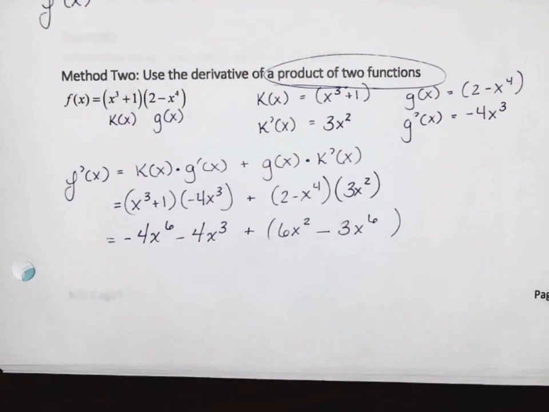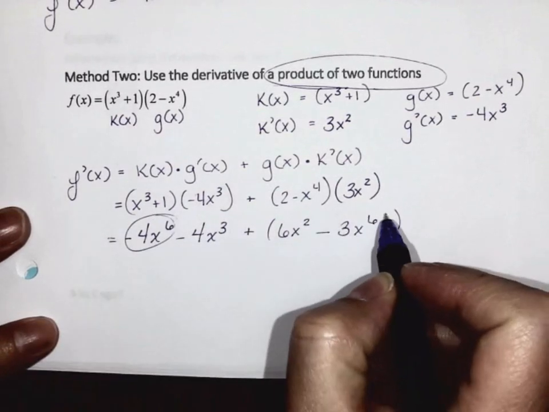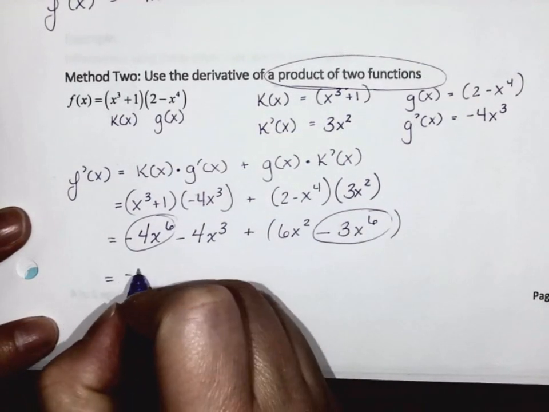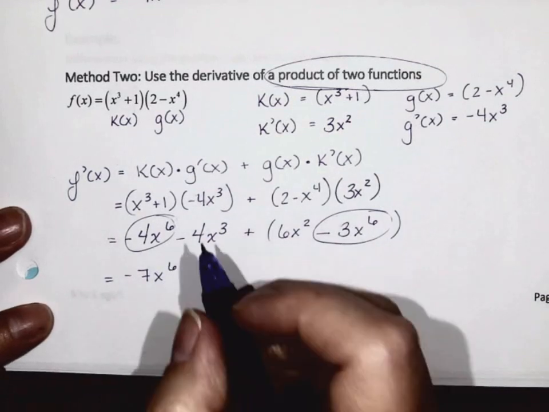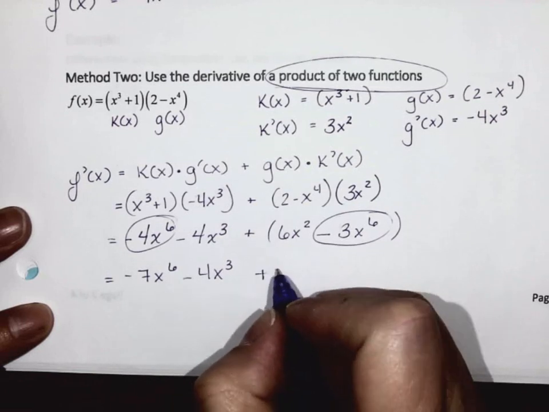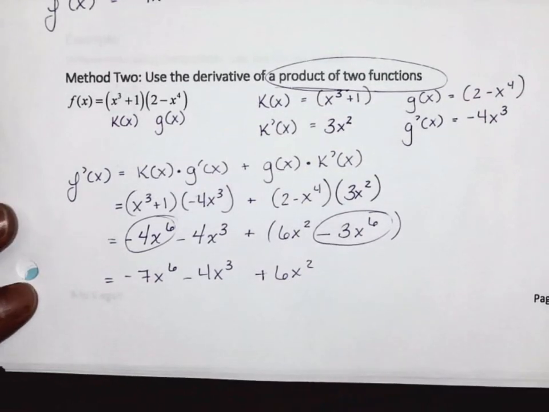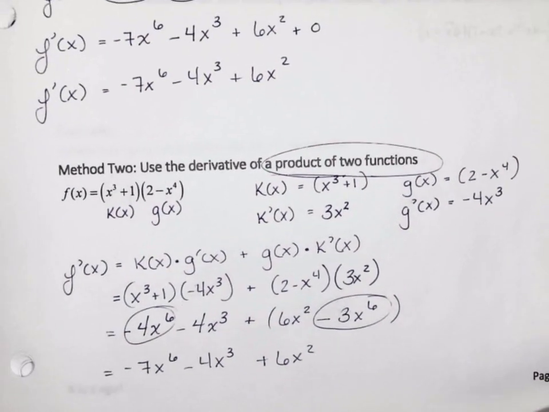All right, so now we are going to combine like terms. And this one, negative 7x cubed. How about negative 7x to the exponent 6? And then I'm going to have negative 4x cubed, and then plus 6x squared. And that's the exact same derivative as if we had expanded it.